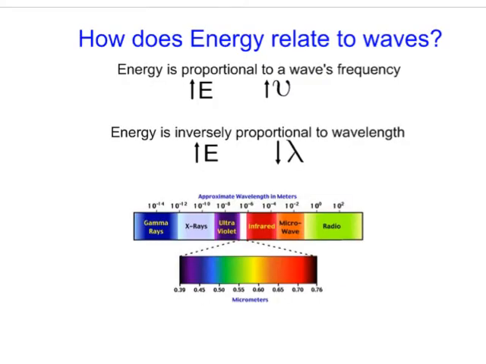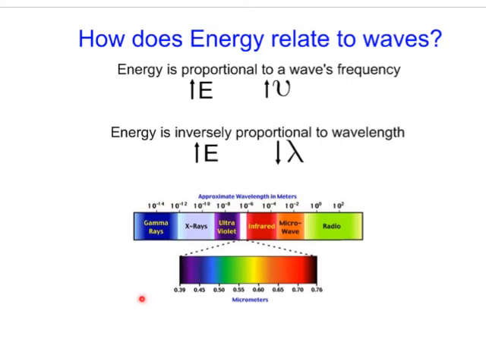So how does energy relate to waves? We know that if energy increases, we're going to also see an increase in the wave's frequency. And again, if energy increases, we are going to see a decrease in wavelength. You'll remember this from our last lesson, that with very large wavelengths over here, we have very low energy. And down here where we have very small wavelengths, we have a much greater energy.